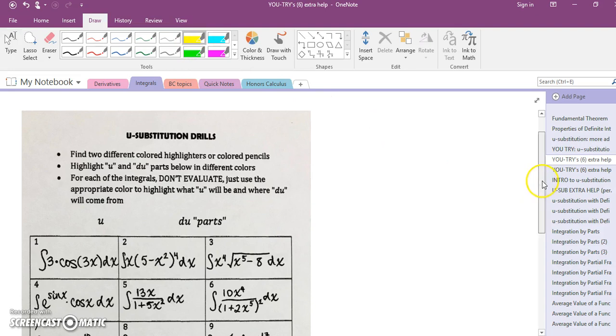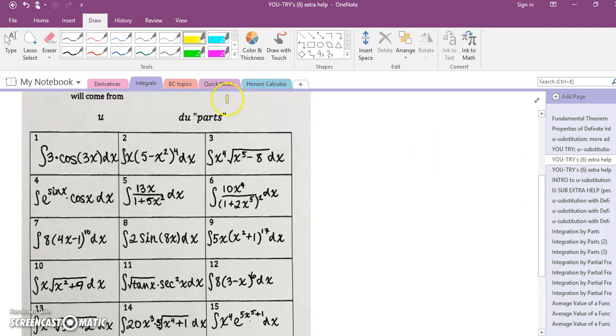You can't do U-sub if you're not able to successfully pick out what U and the DU parts will be. So for this, I'm going to let U be purple, and I'm going to let DU parts be yellow. When you look at a problem, remember, U is always going to be the thing with the bigger power, or it could be the more complicated expression, or it could be the exponent, or it could be in parentheses. And you have to remember, if you pick U and then you do the derivative of it, the derivative of U needs to be an expression somewhere. If it's not, then you have to change your U choice.